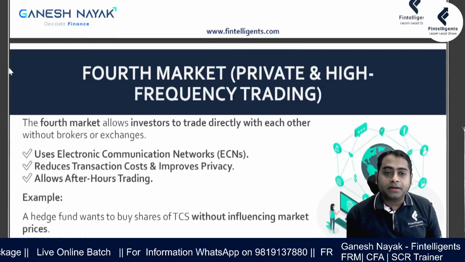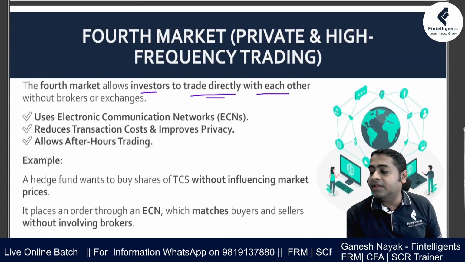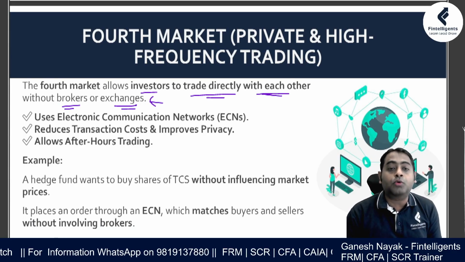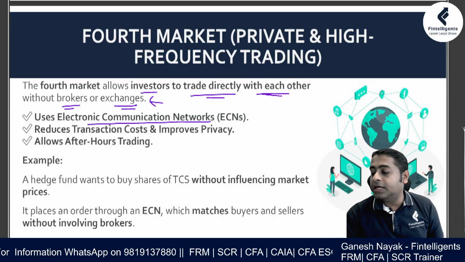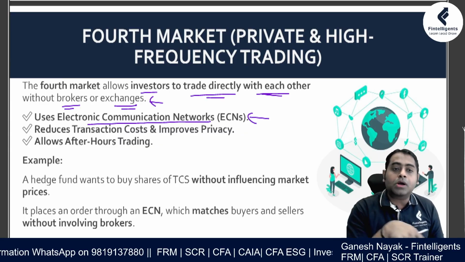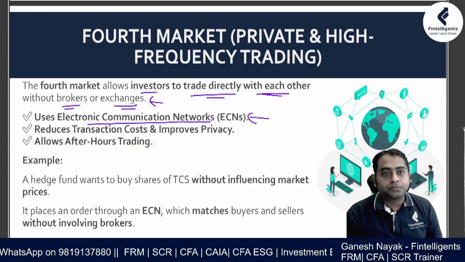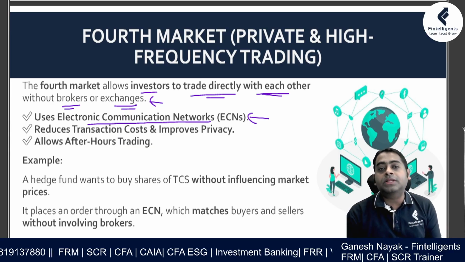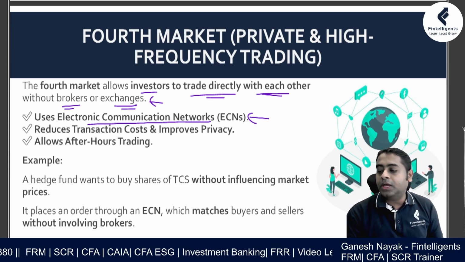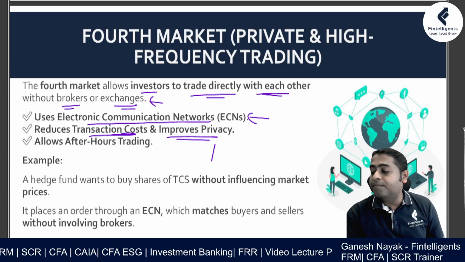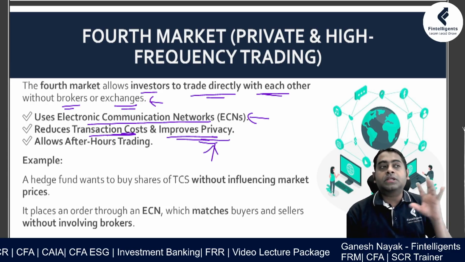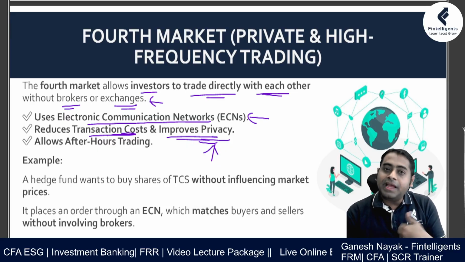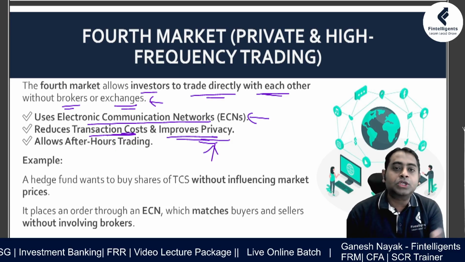Look at the fourth market. It allows investors to directly trade with each other without any broker or any exchange, but on an electronic platform. This is also called a dark pool. They use electronic networks, not an exchange, their own network, and through that they make a transaction. This is similar to OTC, but over here the transparency is low, in the sense you don't know with whom you are doing the transaction. It reduces the transaction cost and improves privacy, because if somebody knows that there is one big transaction coming up from, say, JP Morgan, the market will become active. If JP Morgan is buying, I'll also buy. So to avoid that, they do transactions on these networks.